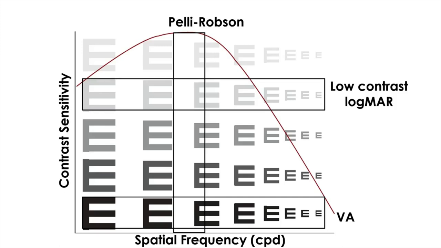The Pelli-Robson chart is trying to determine the contrast sensitivity at the most sensitive spatial frequency, which is around 3 to 5 cycles per degree, whereas the low contrast logMAR chart will determine the contrast sensitivity somewhere in between the high spatial frequency cutoff and the peak frequency. So, say the low contrast logMAR chart will measure this point on the curve, whereas the Pelli-Robson will measure this point on the curve, whereas the standard VA chart will measure the cutoff spatial frequency, basically.